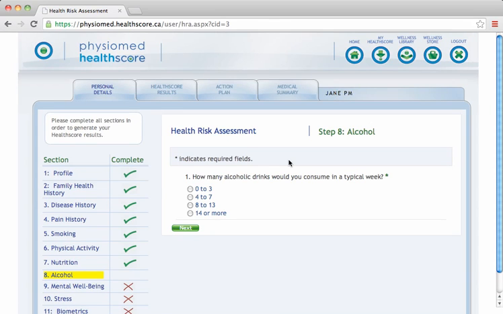How many alcoholic drinks would you typically consume in a typical week? If there is 14 or more, CAGE questions will be asked. But let's just assume that Jane will drink 4 to 7 or 0 to 3 drinks. Not a heavy drinker, a very light drinker.